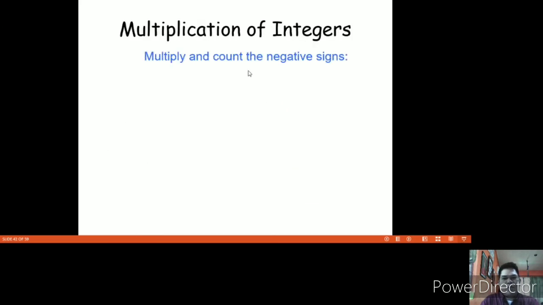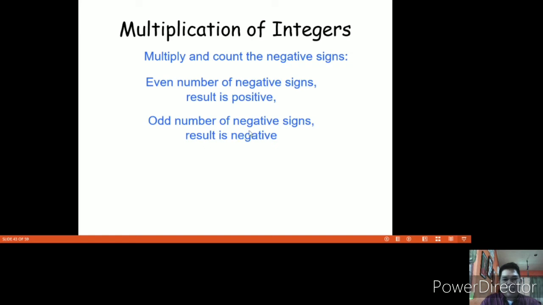Multiplication of integers: multiply and count the negative signs. Even number of negative signs, the result is positive. What do we mean by even number? Meaning 2, 4, 6, 8, and others. So when you multiply two negative numbers, the answer is always positive. Odd number of negative signs, the result is negative. So if you multiply three numbers with negative signs, the result is always negative.